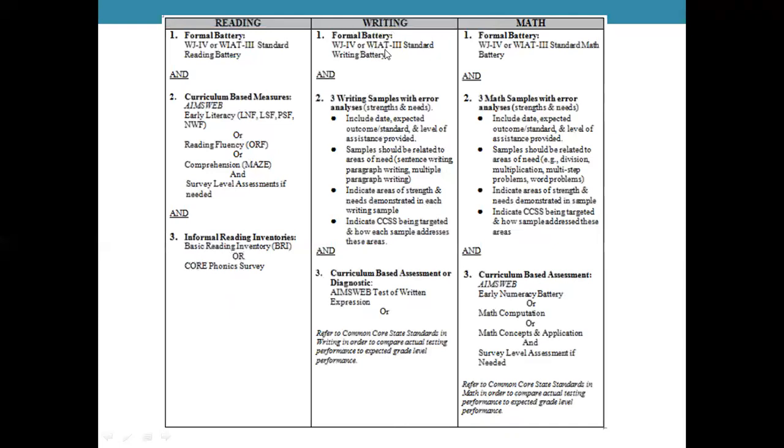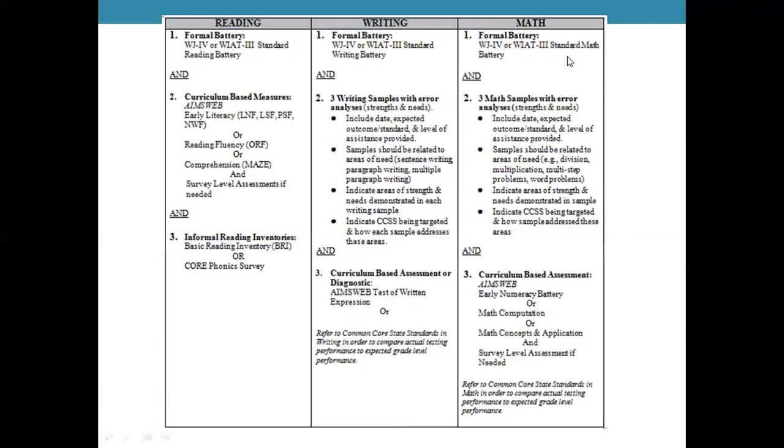For writing, you're going to give the writing subtests of the WJ or Wyatt. You're going to do 3 writing samples with error analysis. So again, picking a rubric or using graphic organizers to identify the student's strengths and areas of need. And you're going to do a CBM for writing, so like the AIMSweb test of written expression or spelling. So those are going to be the different things you're doing for writing.